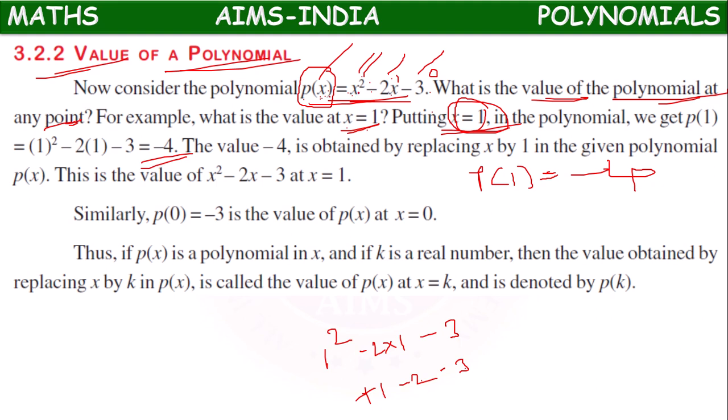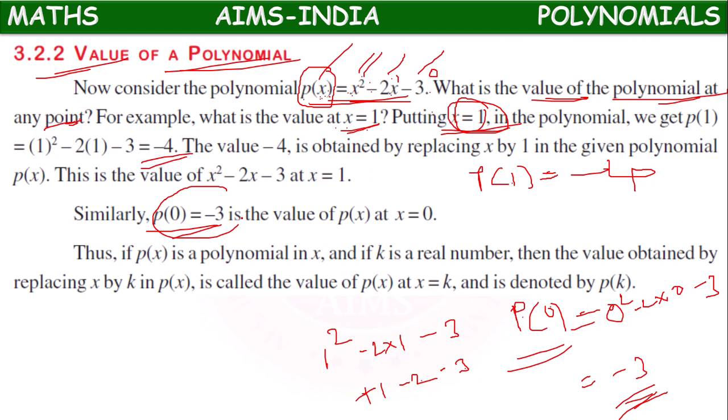Suppose instead of 1, we keep 0, so p of 0. Then what will be the value? P of 0 means 0 square minus 2 into 0 minus 3. 0 square how much? 0. 2 into 0 how much? 0. Then minus 3. So at x equal to 0, the value of p of x is minus 3. So p of 0 equals minus 3.